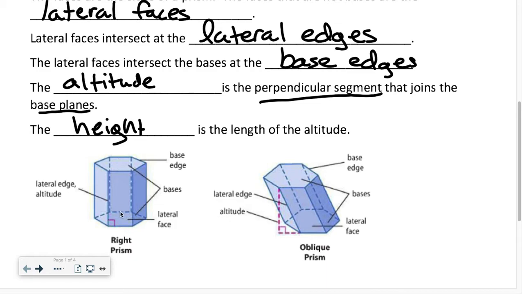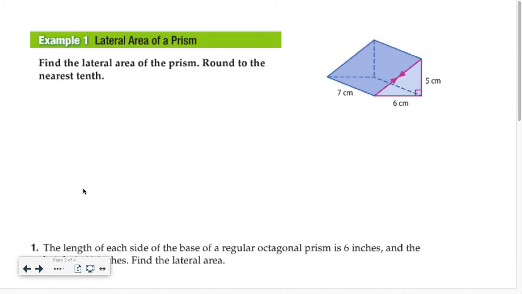You have two faces that are both hexagonal. All of the lateral faces you can see are just rectangles here in a right prism. All right, so the altitude, also of note, the altitude is perpendicular to the base, so you could measure any of these lateral edges and they'd be perpendicular to the base. So we're going to find the lateral area of a prism here on this next example.